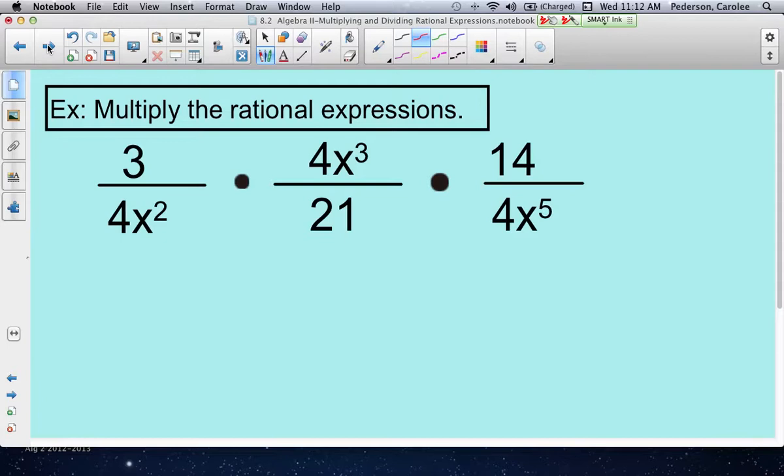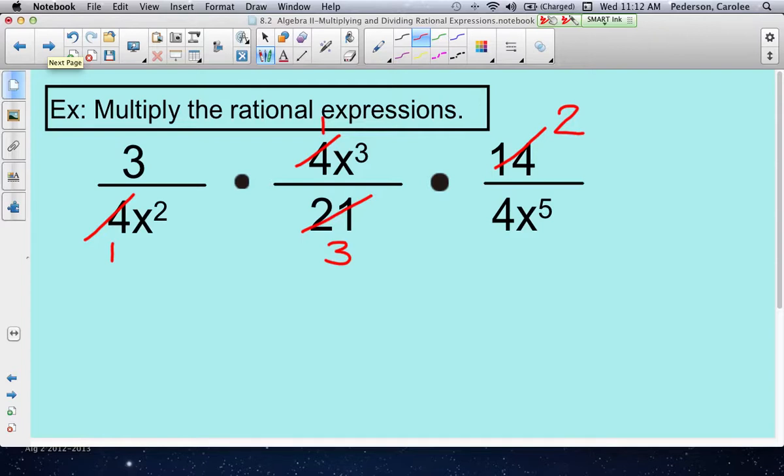So let's talk about some things we can reduce. Things in the numerator with a common factor in the denominator. So the first thing is I notice I have 4 in the numerator and 4 in the denominator. So 4 and 4, this becomes a 1. That becomes a 1. Now 3 and 21, those divide. But also 21 and 14 divide. So I'm going to divide this one by 7. I'm going to divide this one by 7. So I'm left with 3 and 2 in those places.